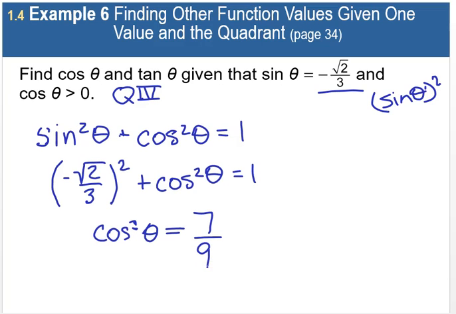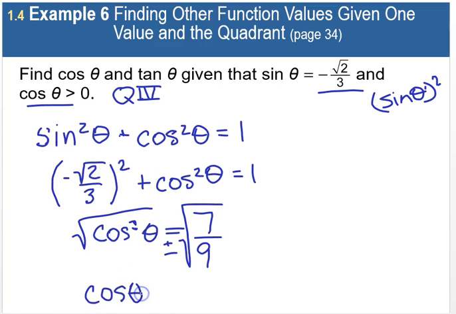Now take the square root of both sides to get rid of that square. And remember, we have a plus or a minus here. That's where this comes in handy, that we know cosine is positive. So the value of cosine here is also going to be positive. And we're not going to worry about the minus part of it. So we get square root of 7 over 3, actually.